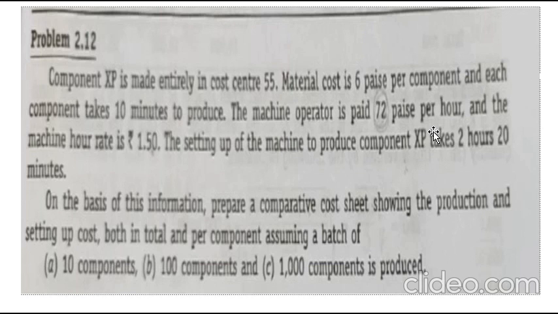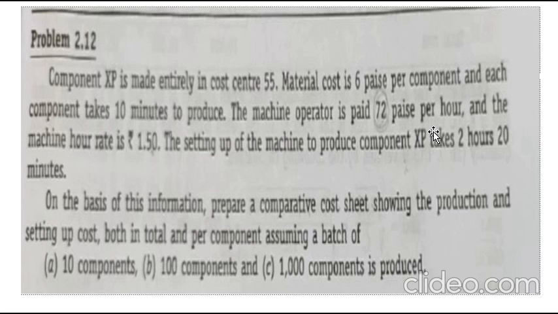In this video, we will be discussing problem 2.12. Component XP is made entirely in cost center 55. Material cost is 6 paise per component and each component takes 10 minutes to produce. The machine operator is paid 72 paise per hour and the machine hour rate is rupees 1.50, that is 1 rupee 50 paise. The setting up of the machine to produce component XP takes 2 hours 20 minutes.